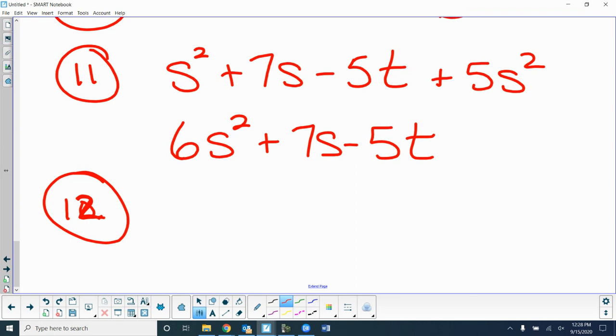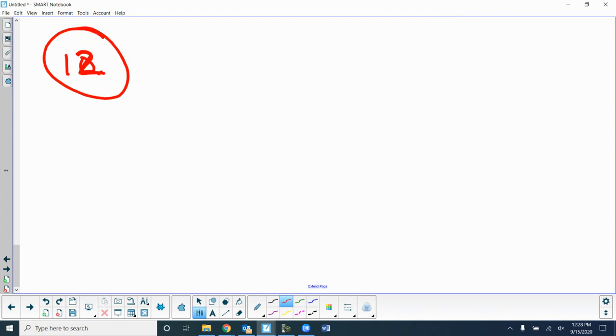12, right? 13. All right, Murphy's motorcycle gets 55 miles per gallon of gas on the highway and 45 miles per gallon in the city. The motorcycle holds 8 gallons of gas. Write and simplify an expression for the total number of miles Murphy can travel if he has a full tank of gas, but uses 2 gallons on the highway and the rest in the city. Okay, so here's what they're asking. It's kind of a wordy problem.